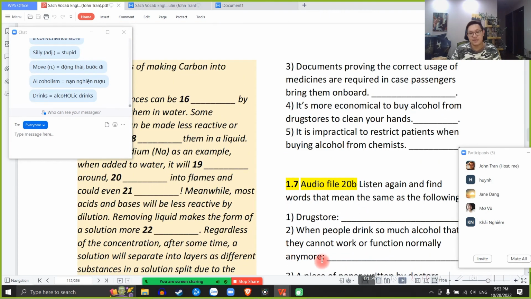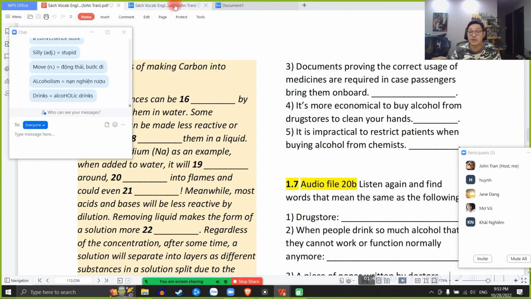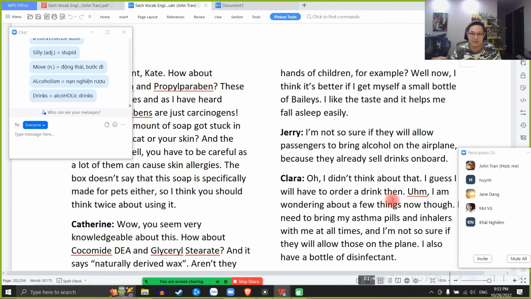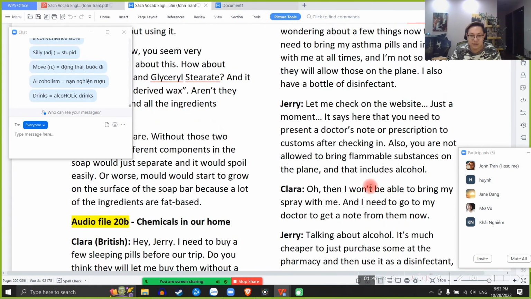Documents proving the correct usage of medicines are required in case passengers bring them on board. Phải có giấy để chứng minh được sử dụng thuốc là đúng cách, sử dụng đúng thuốc trong trường hợp mà hành khách đem chúng lên trên máy bay. So who said this? It's just Jerry. Because here, Jerry said that you need to present a doctor's note, a prescription to the customs after checking in.